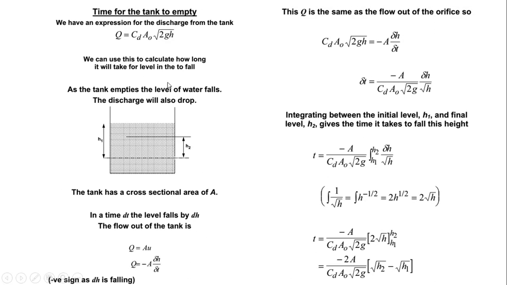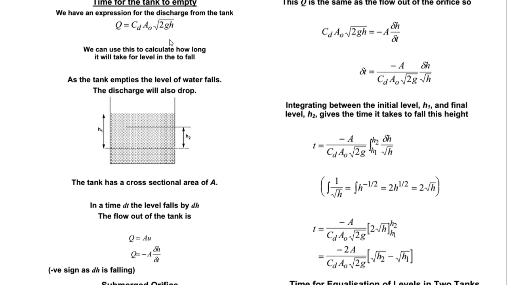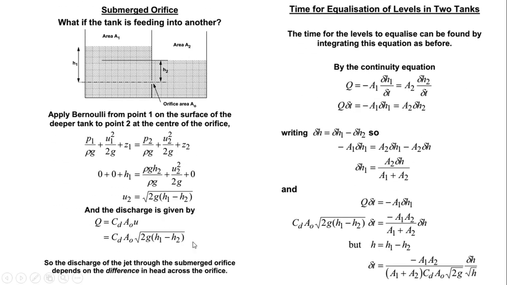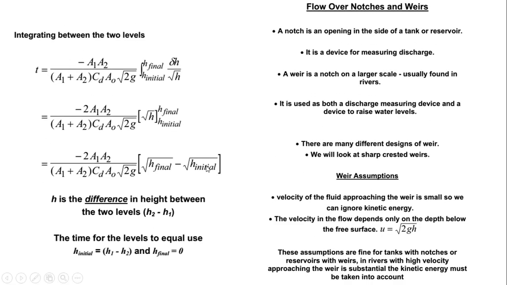In the last case, it was just CD A naught square root of 2GH. There was no subtraction there. But in this case, we are subtracting H2 from H1 when we are going to equalize these two tanks, which means this distance that we are looking at from here to there, which is H1 minus H2. Then the rest is the same. We still come back to the formula Q is equal to negative A1 dH1, integrate, make T the subject of the formula, then find the time that it will take to equalize the tanks.